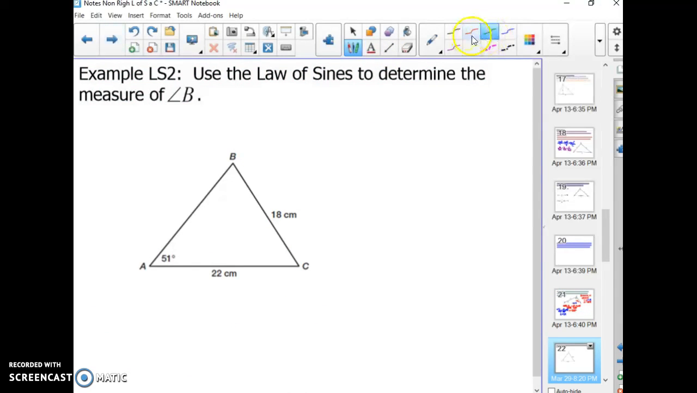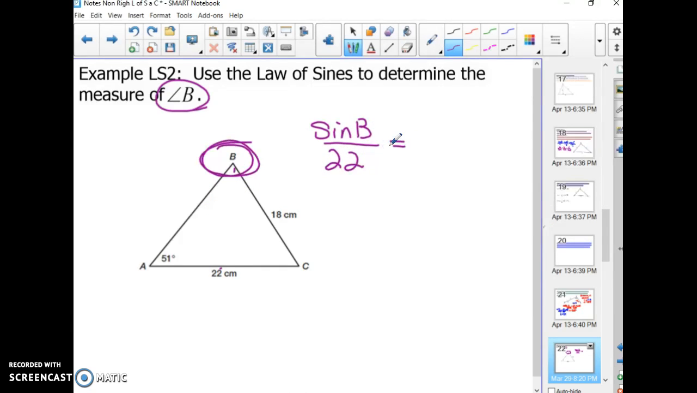In this example, I need to find the measure of angle B. If I'm finding an angle, that needs to be up top. So I know the sine of B. Well, what's across from B? 22. So that has to be equal to some other information. Oh, look what I have right there: the sine of 51, and what's across from that? 18. To get the sine of B, I have to multiply both sides by 22.